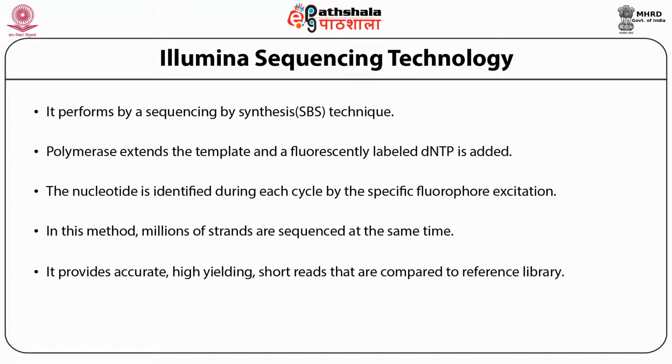In cluster generation, the library is loaded onto a flow cell. The flow cell contains a lawn of oligos that are complementary to the adapters present in the library. Each fragment is amplified to a clonal cluster. This is used for sequencing.